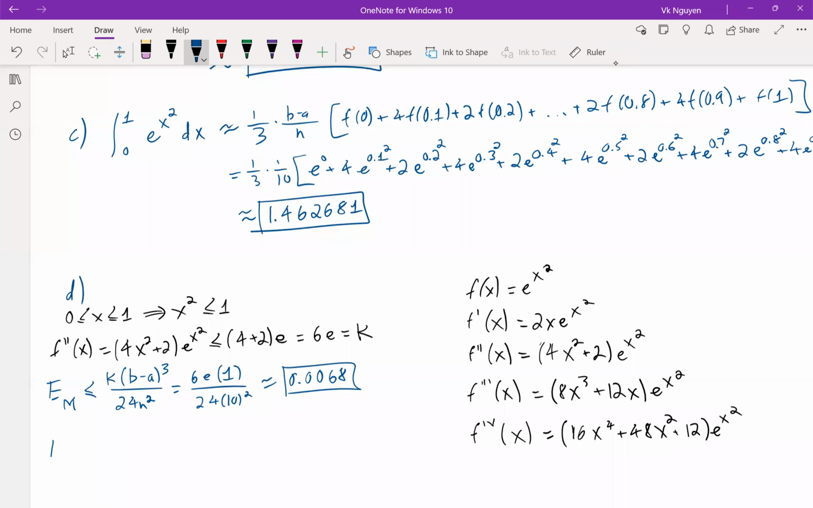Okay. For the error using the trapezoidal rule, it is pretty similar. k times (b minus a) to the power 3 over 12n squared, which is e times 1 over 12 times 10 squared. And that is approximately 0.0136.